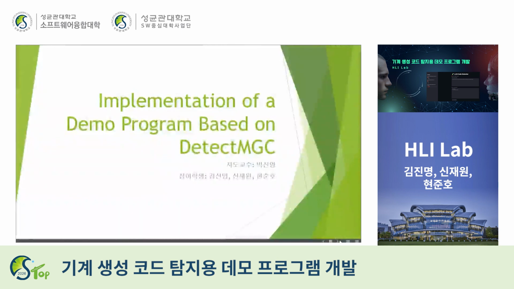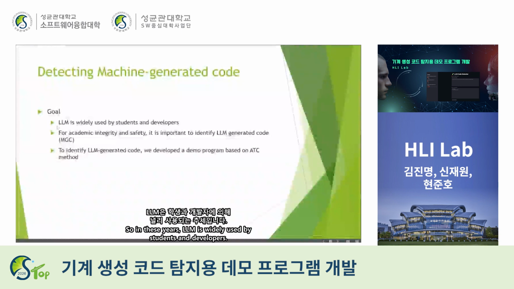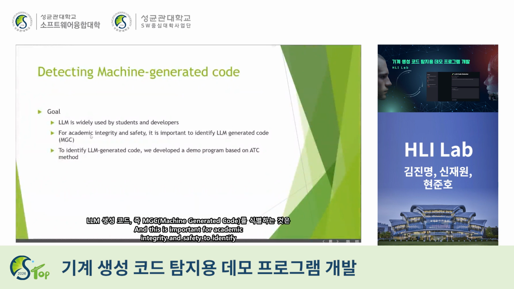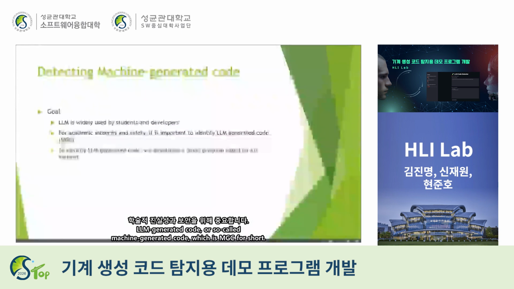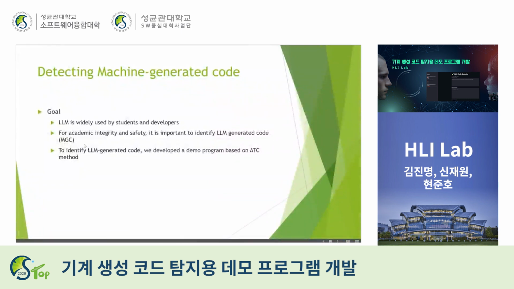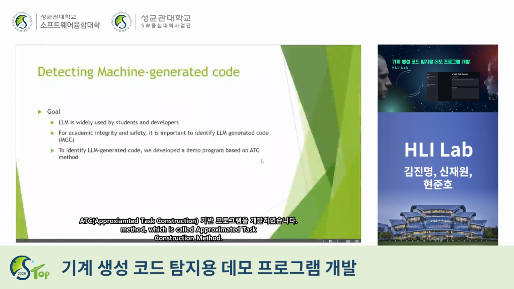So let's get started. In recent years, LLMs are widely used by students and developers, and it is important for academic integrity and safety to identify LLM-generated code, or so-called machine-generated code, which is MGC for short. To identify LLM-generated code, we developed a demo program based on the ATC method, which is called the Approximated Task Construction method.